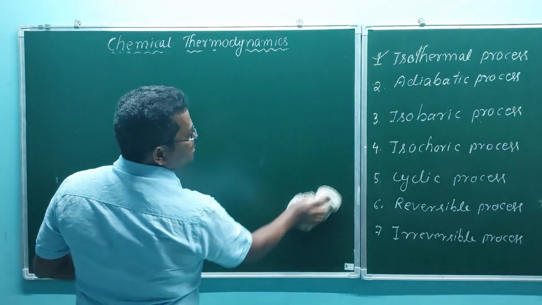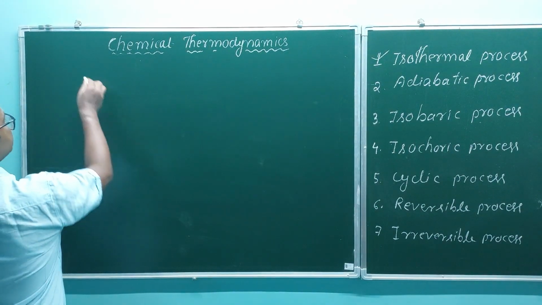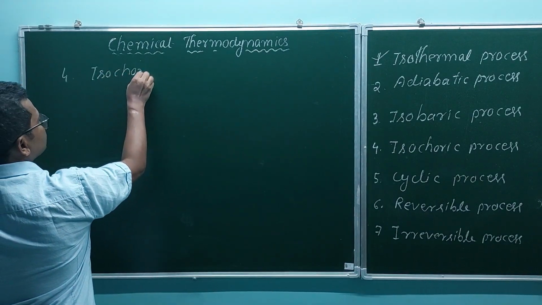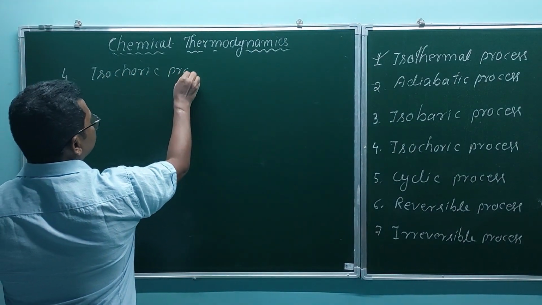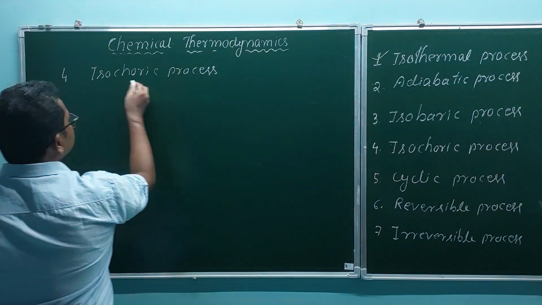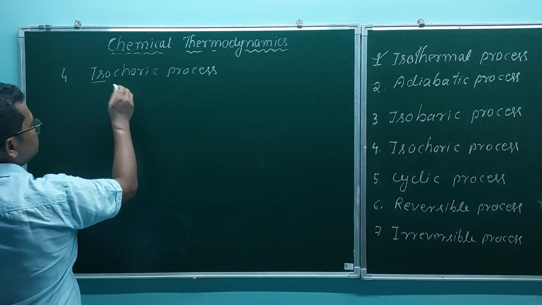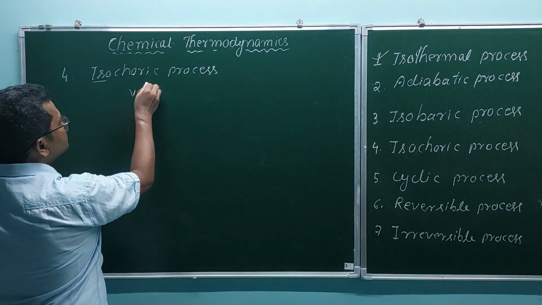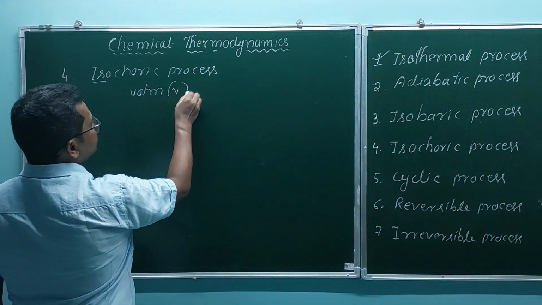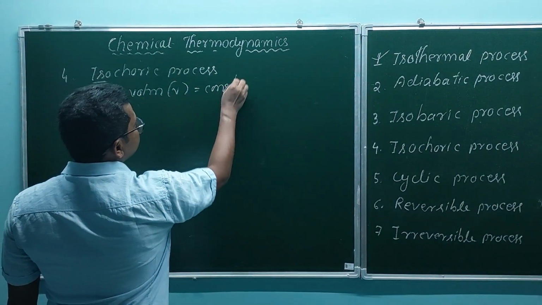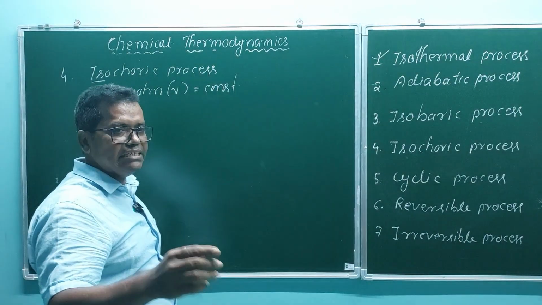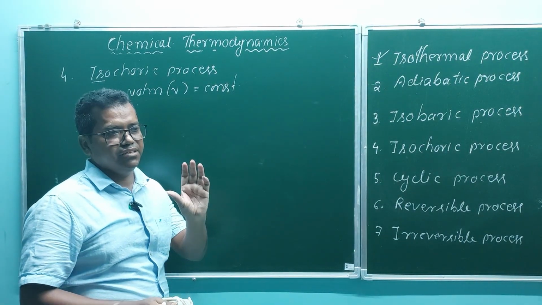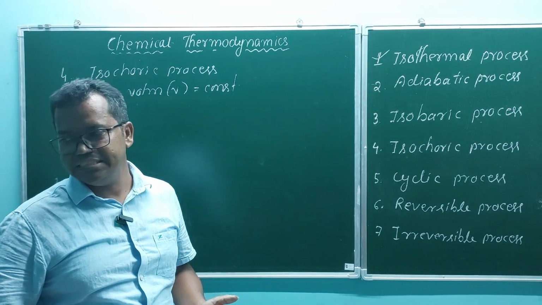So our next topic, number 4, is the isochoric process. Here iso means same. Here the volume, that is V, is constant. That is, the system changes its state but its volume does not change.